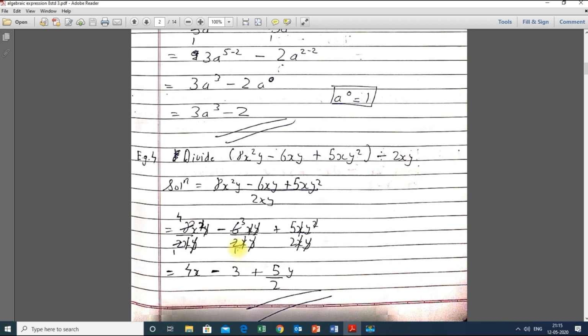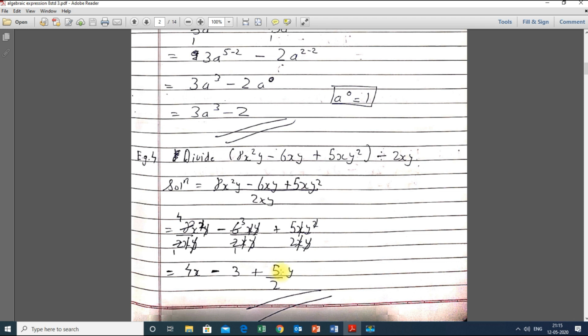Over here 2 ones are 2, 2 threes are 6. This x and this x will get cancelled. This y and this y will get cancelled. Next, over here, nothing is able to reduce. 5 upon 2 is not divisible by each other. So 5 upon 2 let it stay as it is over here.